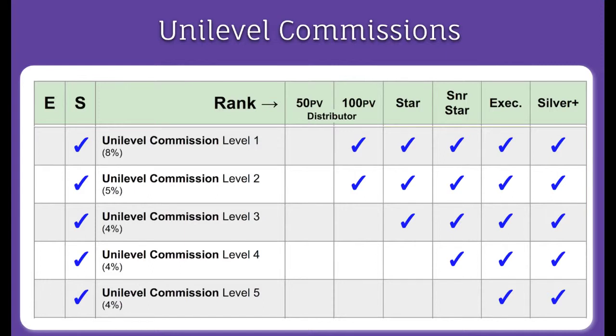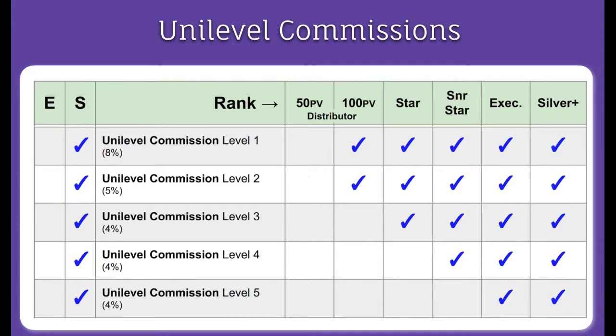In this section, we will look in detail at Unilevel Commissions. In order to be eligible for Unilevel Commissions, you must have a 100 PV or higher order in the calendar month. Unilevel Commissions are paid to the sponsor. The Unilevel Commission percentage varies based upon the level that the PV is earned on.